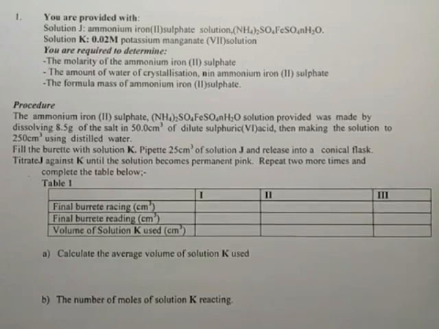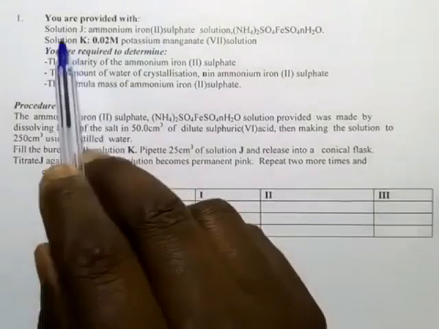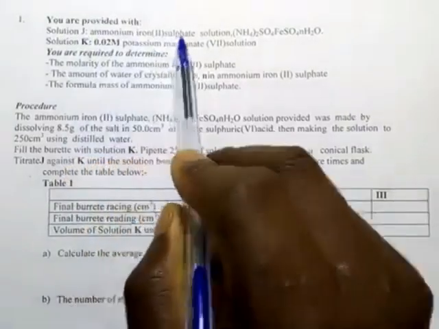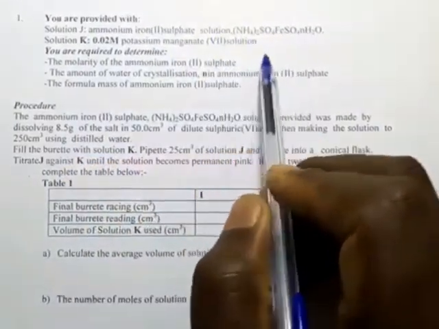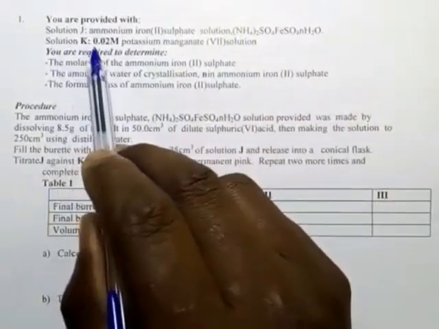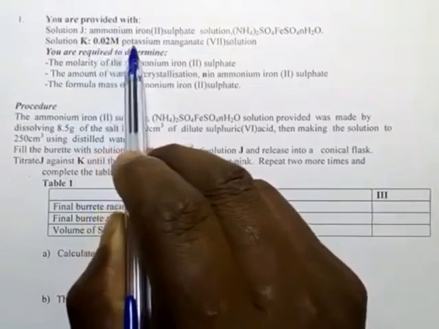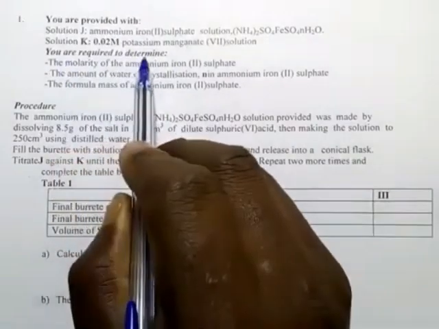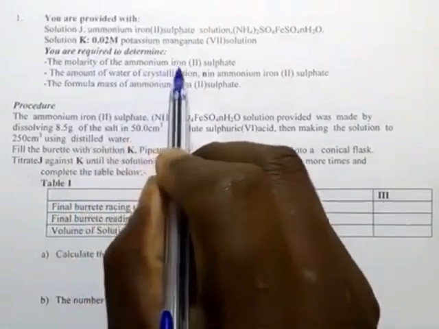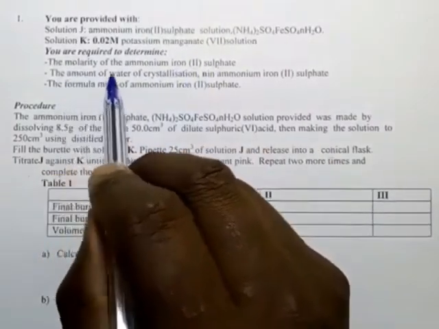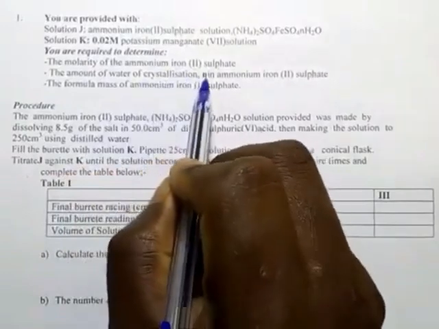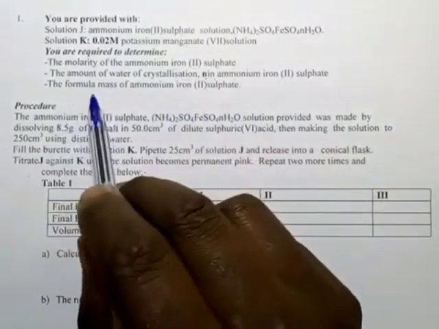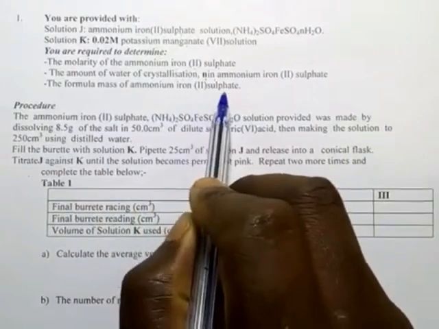Thank you. Allow me to take you through this question. You are provided with solution J. Solution J is ammonium iron 2 sulfate solution, and this is the formula. Solution K is 0.2 molar potassium manganate 7 solution. You are required to determine the molarity of ammonium iron 2 sulfate, the amount of water of crystallization n in ammonium iron 2 sulfate, and the formula mass of ammonium iron 2 sulfate.